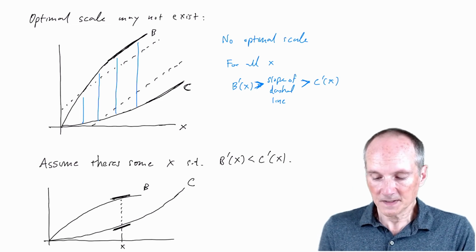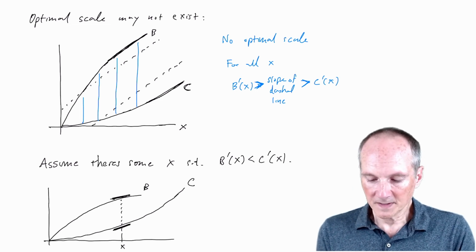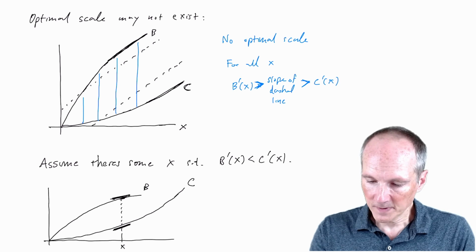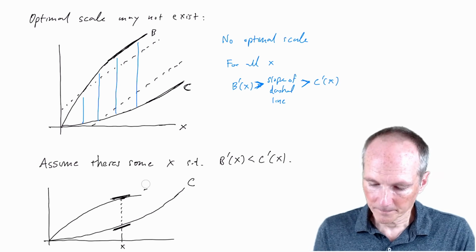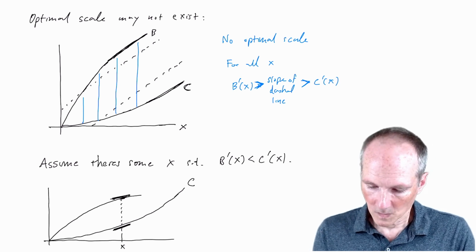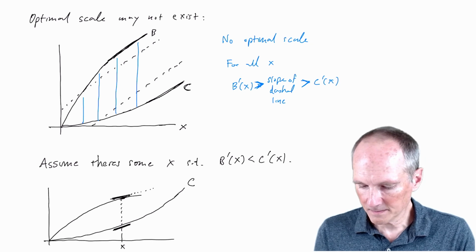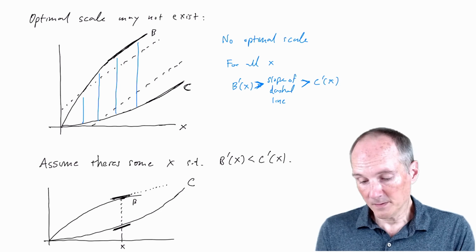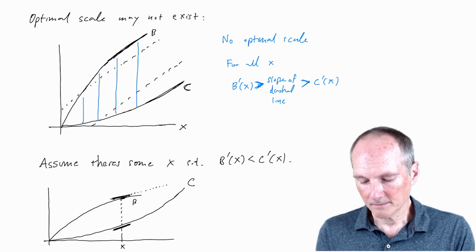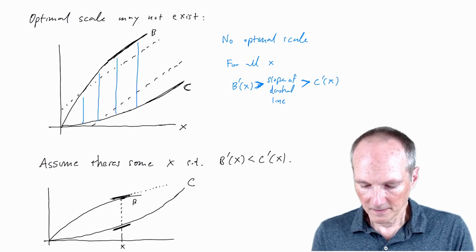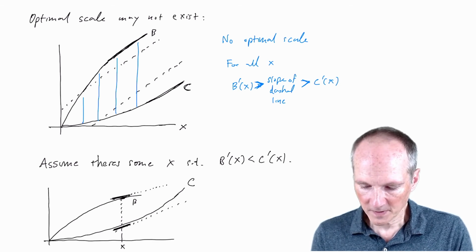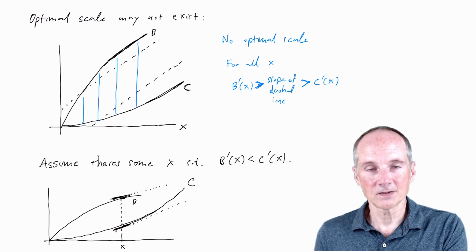So what that means is that, because the benefit function has a concave shape, if I extend that tangent line, the benefit function will always be below that tangent line. If I extend this tangent line down here, the cost function will always be above that. Eventually, those are going to cross.